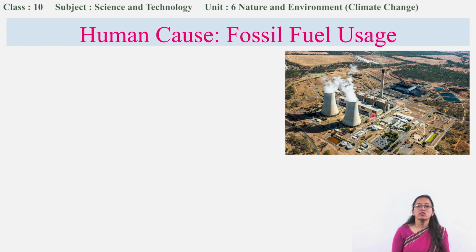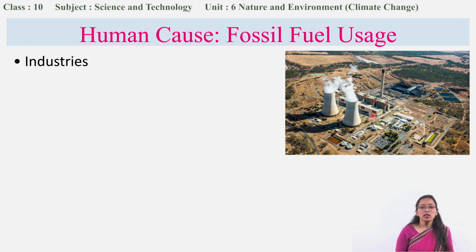And another human cause is fossil fuel use. What do fossil fuel uses mean? Already we have talked about it, such as coal, petrol, diesel. For industries and factories, coal is used. For vehicles, we use petrol, diesel, etc. Even for cooking, we use LPG, liquefied petroleum gas. That is also releasing some carbon dioxide, methane, etc.